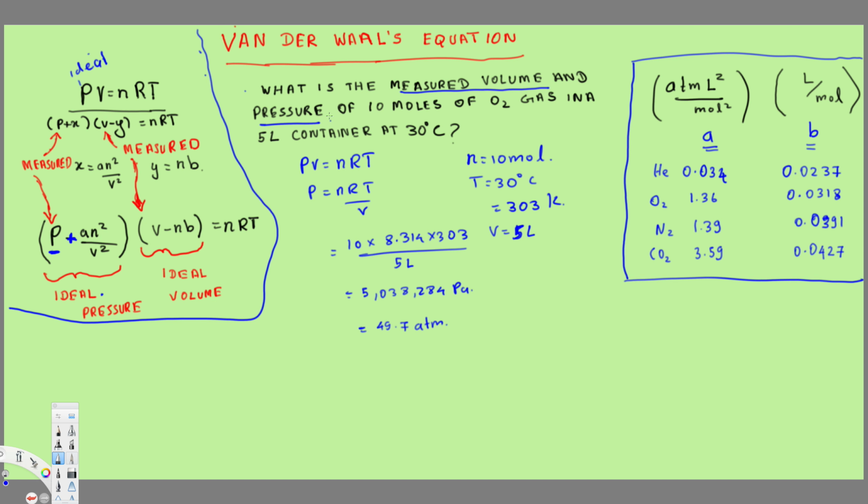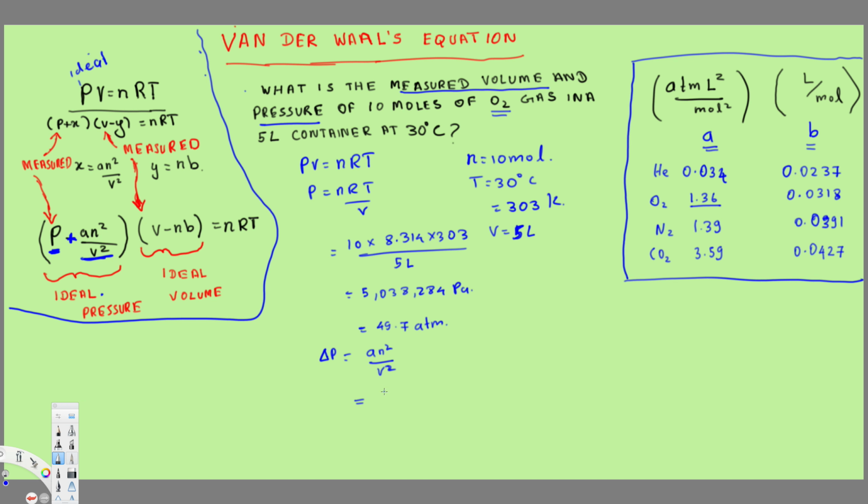So to calculate the measured pressure, I have to calculate this part also, and subtract it from the ideal pressure. So let's calculate that one. Delta P, the pressure change, is equal to a n squared divided by V squared. So here we have to know the a value for oxygen. We are dealing with oxygen right here. So the a value is 1.36 atm liter squared per mole squared.